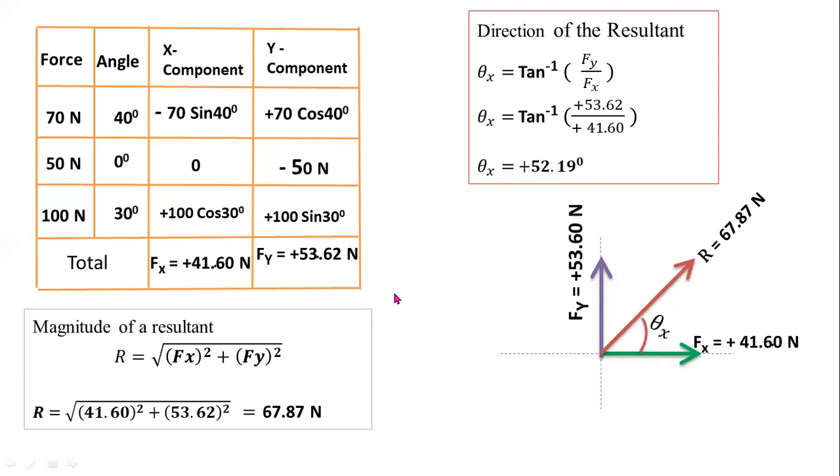These are the example problems for determining the resultant force by using the method of projections. In the next class, I will explain how to determine the resultant for different applications.